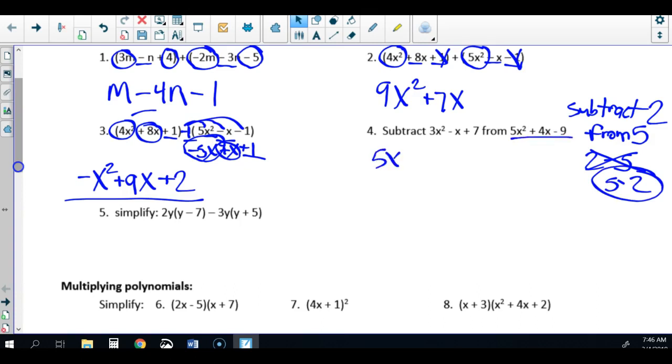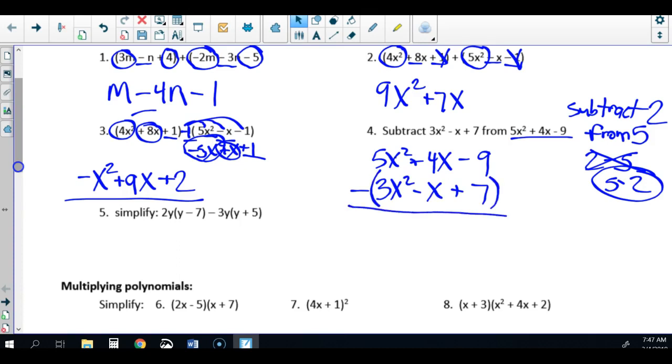So we start with 5x squared plus 4x minus 9. And we're subtracting 3x squared minus x plus 7. We're subtracting that whole thing. So 5x squared minus 3x squared is 2x squared. 4x minus negative x is 5x. Negative 9 minus 7 is negative 16. So there's our answer.